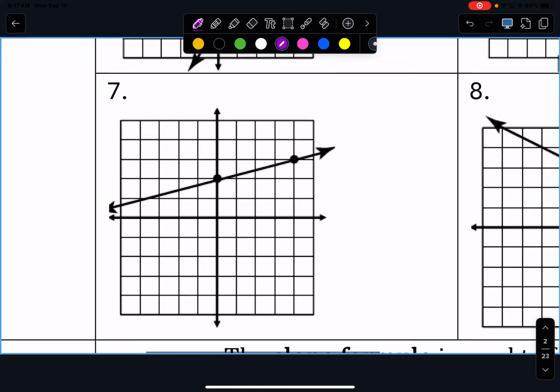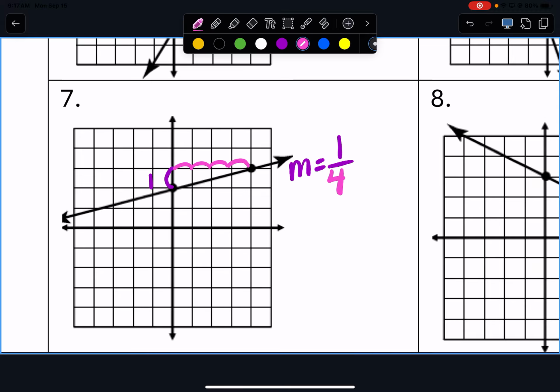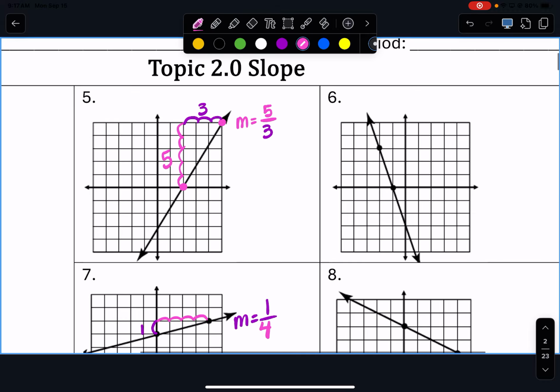All right, for 7, what is the rise for 7? 1. What is the run? 4. So our slope will be 1/4. Can I simplify that? That's it. Okay, so now I want y'all to do 6 and 8.